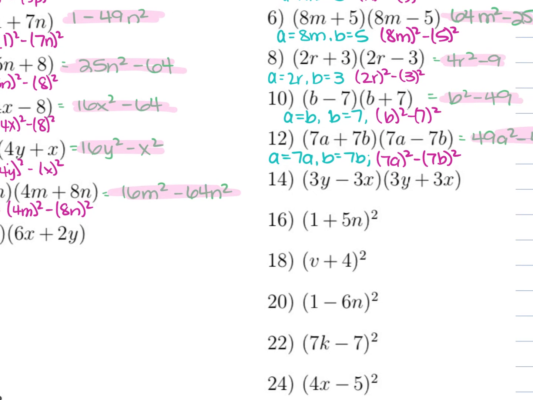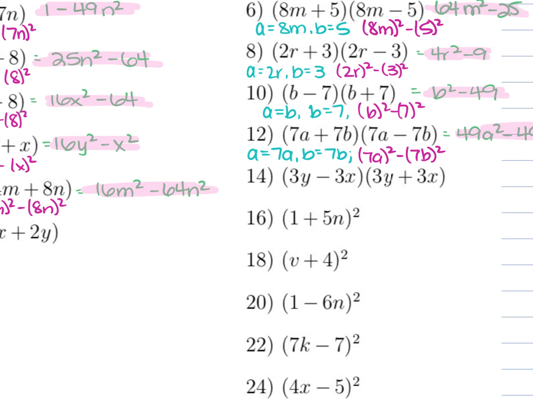For 14, you have 3y minus 3x times 3y plus 3x. So your a is 3y, your b is 3x. You're going to do 3y to the second power minus 3x to the second power. So this gives us 9y squared minus 9x squared.